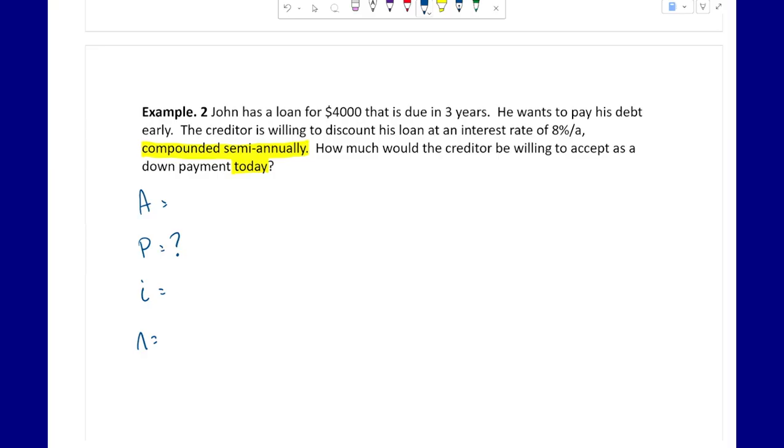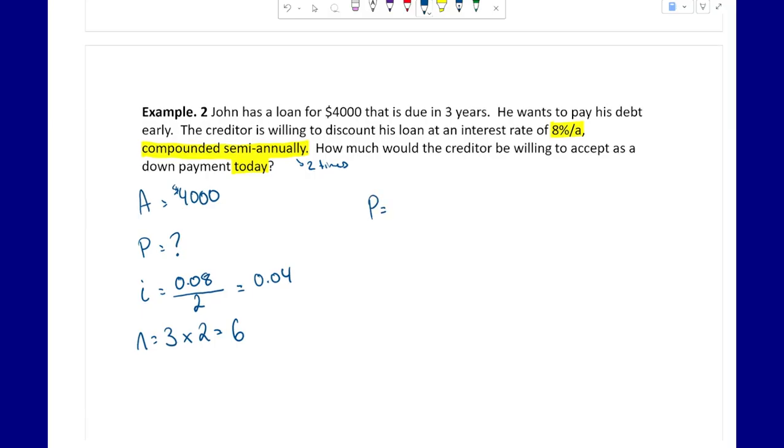That means that $4,000 represents our future amount. That's how much it'd be worth in 3 years. Our I, or our rate, we have the 8% per year, but we need to calculate per period. So 8% divided by 2, because it's semi-annually. Semi-annually means 2 times. 8% or 0.08 divided by 2, 0.04 or 4%. And for our N, it's 3 years times 2 times a year to get 6 total compounding periods over this loan.